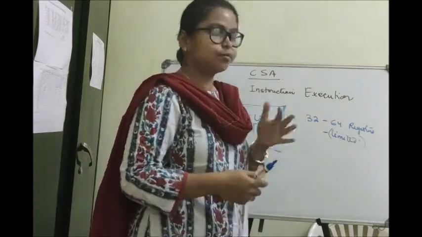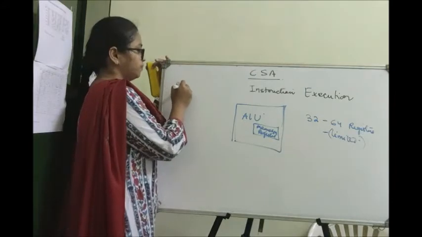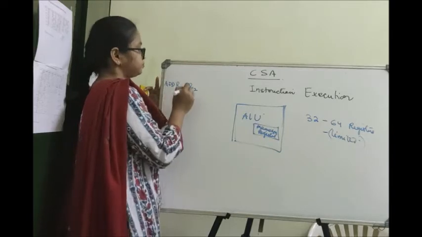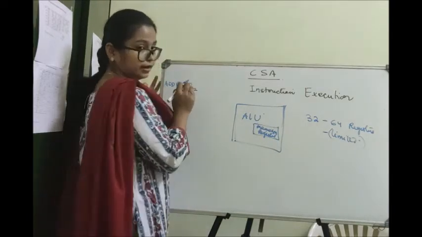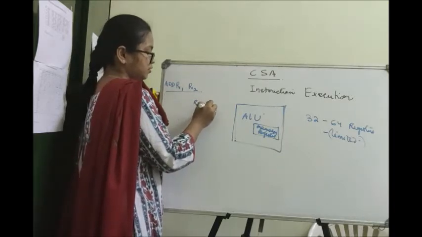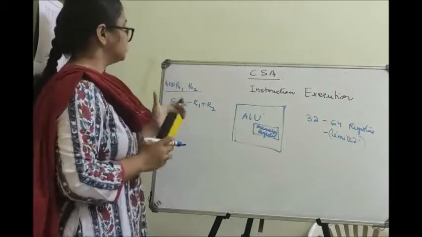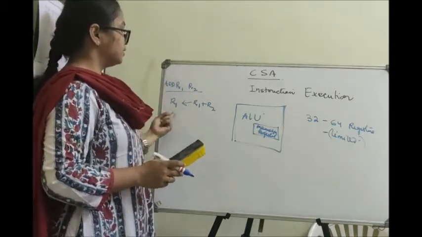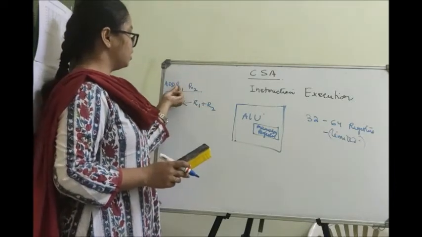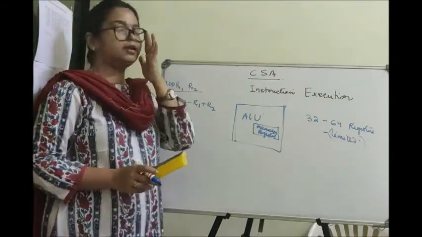Okay, so now coming to our instruction execution. Suppose we are given an instruction called add R1, R2. So what this instruction essentially means is that we have to add R1 plus R2 and store the result back in R1. This is the task we have to perform. We have to take the operand in R1, take the operand in R2, add them, and store the result back in R1.